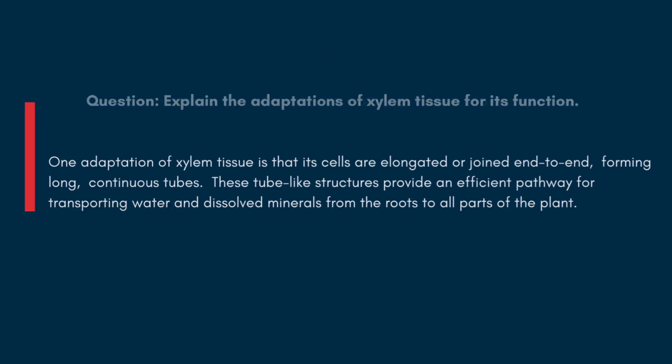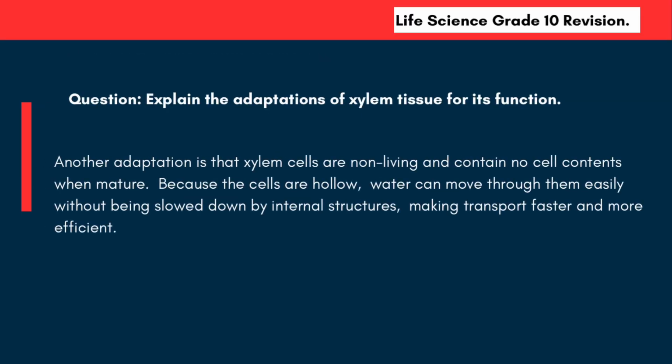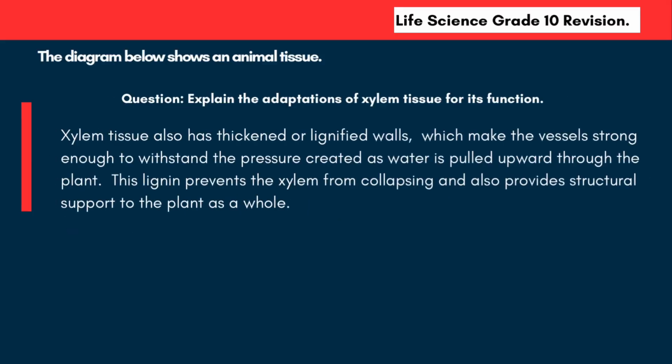Another adaptation is that xylem cells are non-living and contain no cell contents when mature. Because the cells are hollow, water can move through them easily without being slowed down by internal structures, making transport faster and more efficient. Xylem tissue also has thickened or lignified walls, which make the vessels strong enough to withstand the pressure created as water is pulled upward through the plant.